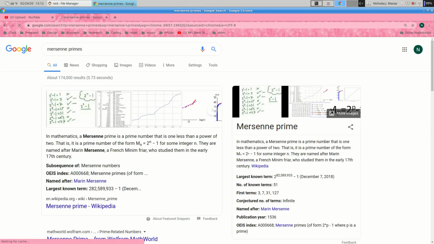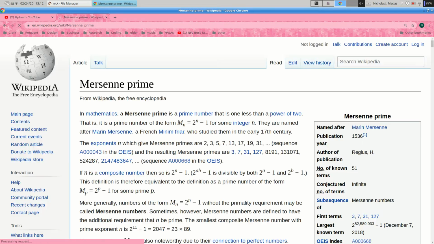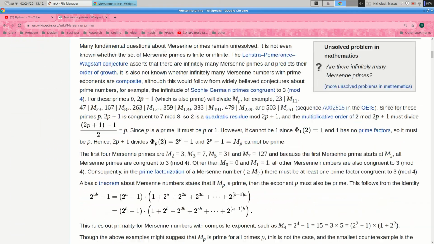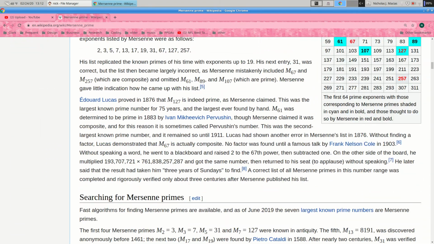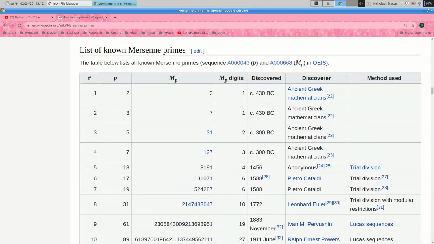So every time I do this, it's a different story, because we keep finding more. Okay, so, list of known Mersenne primes.